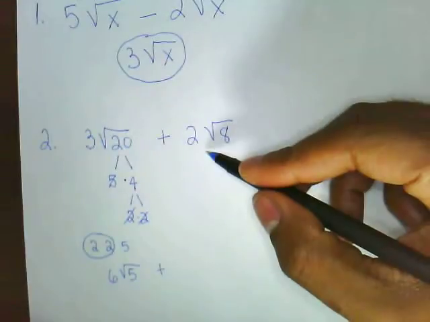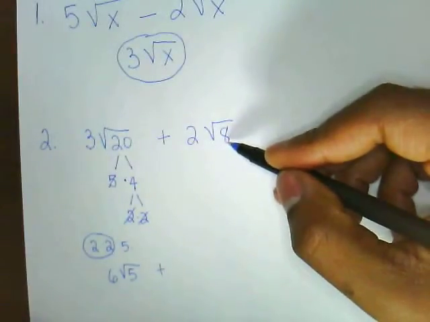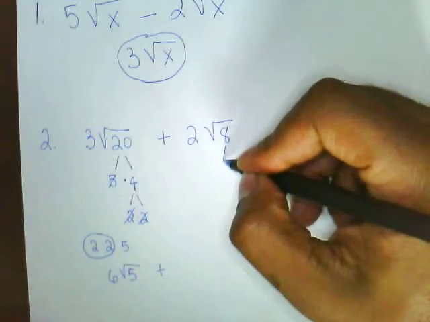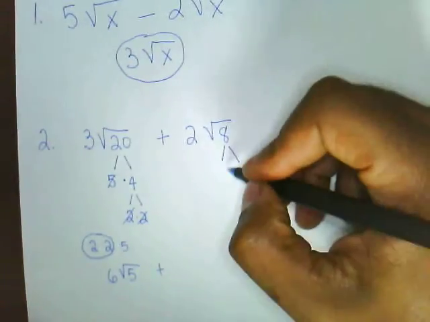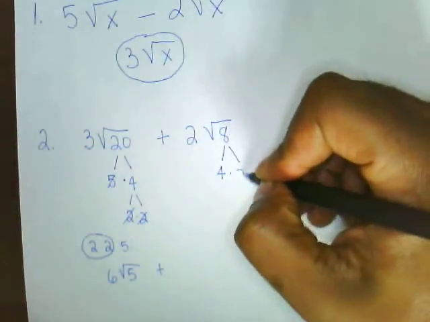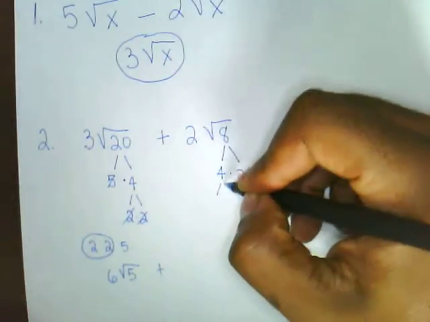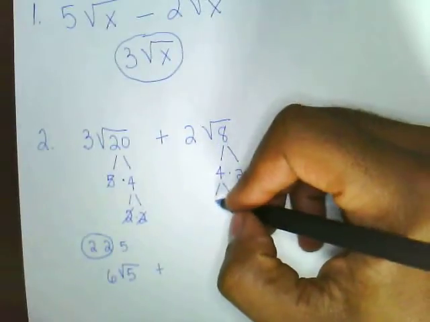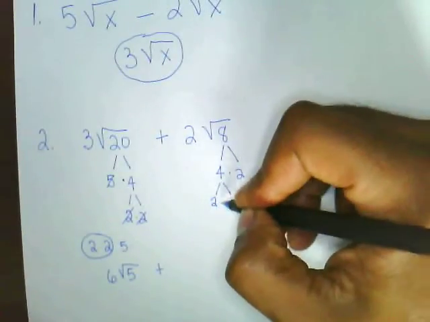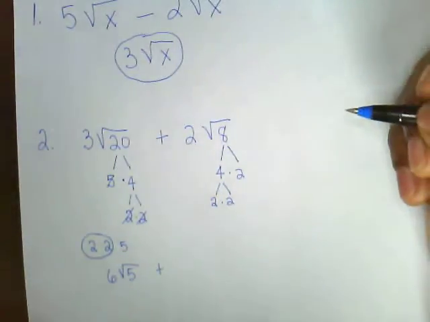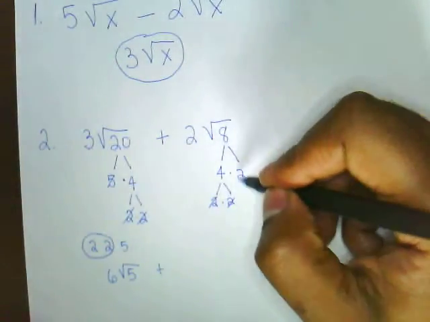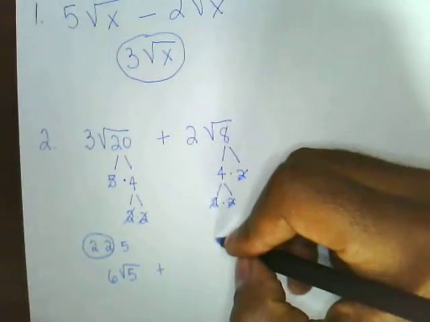Plus, now we have to break this down. Again, we start with the radicand. We have 4 times 2. 2 is a prime number, so we stop there. This 4, we keep going because it's not a prime number, and we have 2 times 2. So what do we have? We have 1, 2, 3: three 2's.